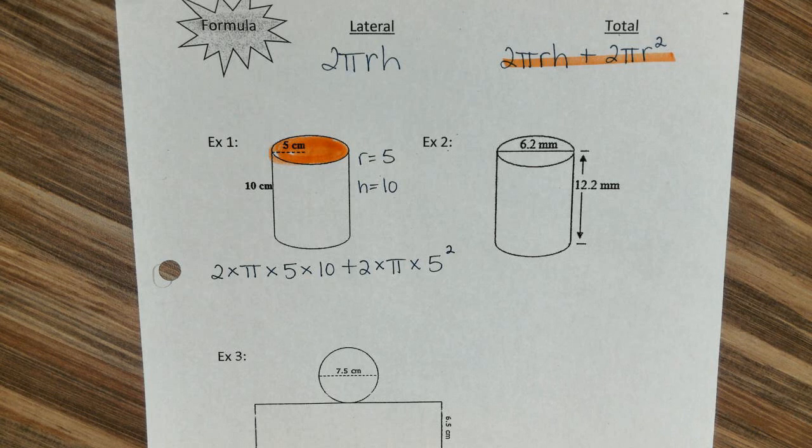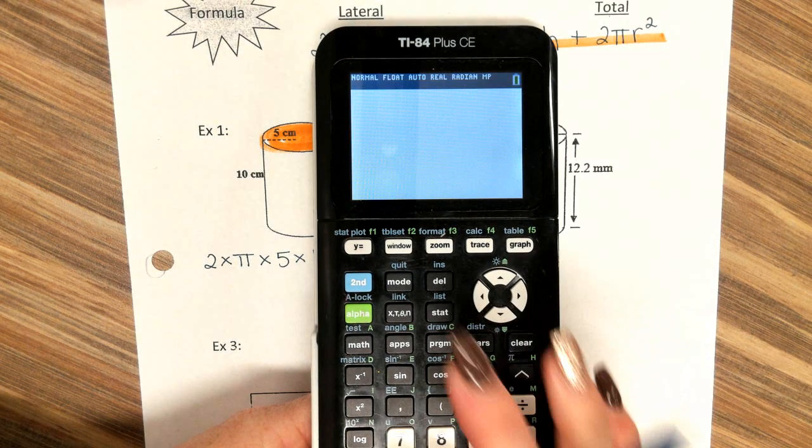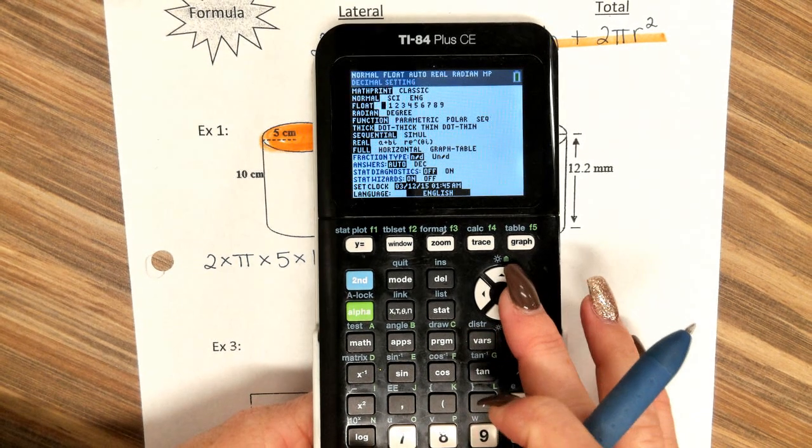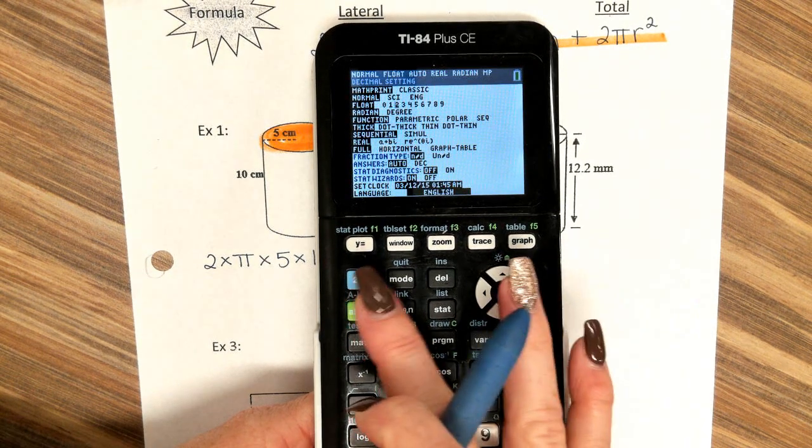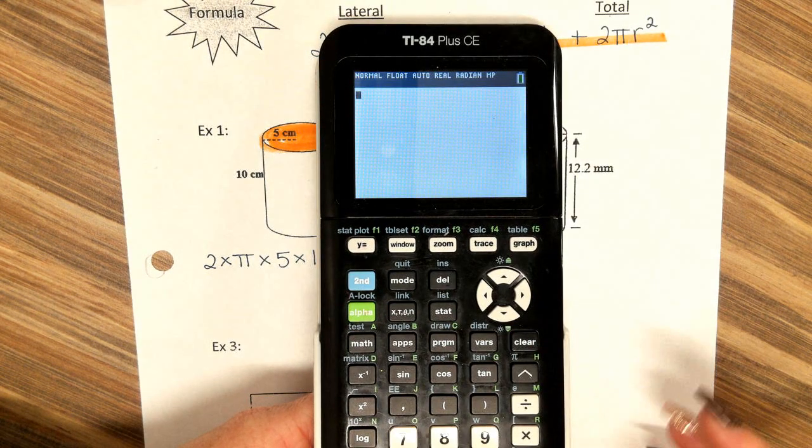Now here's the deal. If you are good at rounding, then you don't have to do this. But if you're not good at rounding, change your calculator to float 2. It will round all your answers for you. Y'all remember how to do float 2? Go to mode. I'm not going to do it. Go to mode, float 2, hit enter, and it's going to round all your answers to the hundredths place.